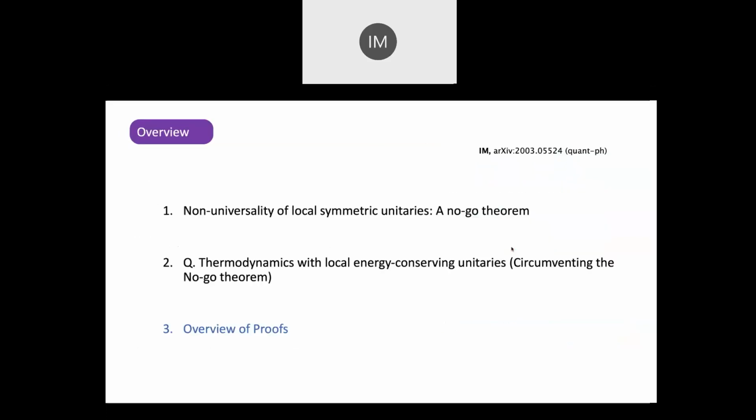Here is the overview of the rest of my talk. I will first formally define exactly what I mean by these local symmetric quantum circuits. Then I present a kind of surprising result, the non-universality of local symmetric unitaries, the no-go theorem. And then I will explain how in some cases we can circumvent this no-go theorem. In particular, I talk about the application in the context of quantum thermodynamics. Again, this is just one particular type of application, but I think this is perhaps more relevant for this conference. And finally, if there's time, I will talk briefly about an overview of the proofs.